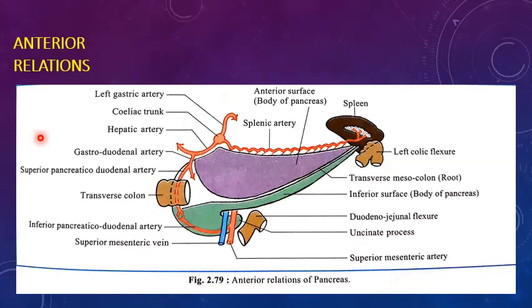And in this slide we are going to see the relations of the head. So the anterior surface, this portion is the anterior surface. So it is directed forwards and laterally. The direction of the anterior surface we can say as it is directed forwards and laterally, and it is separated from the neck. This portion is the neck.